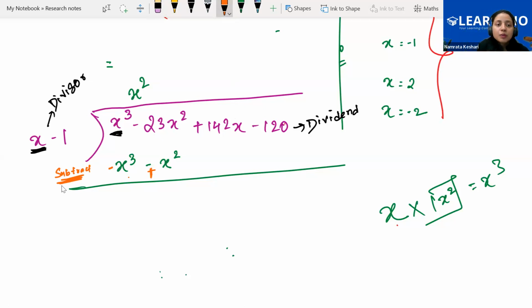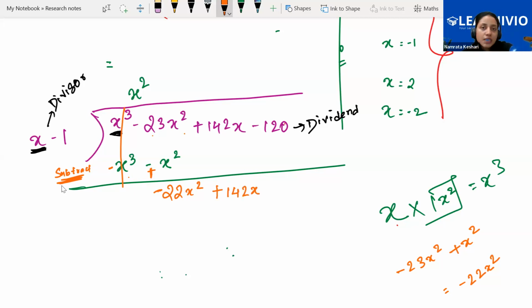Now x cube minus x cube will cancel out. Now we have to focus on minus 23x square plus x square. Let me remind you, it is not minus x square, it is plus x square. Can you tell me minus 23x square plus x square is what? Minus 22x square. Right? Plus 142x, as it is, we will copy.